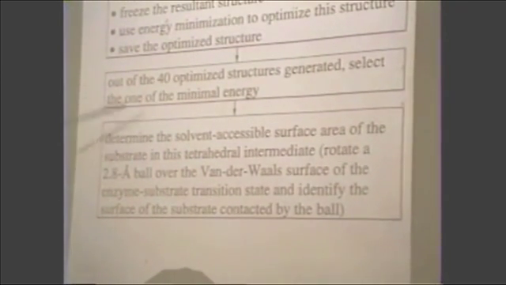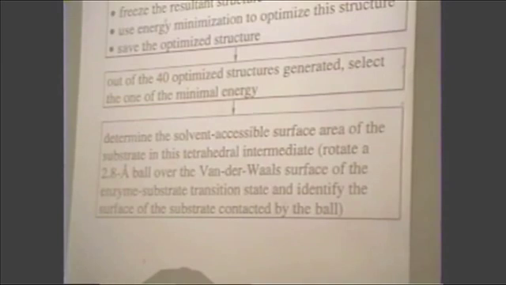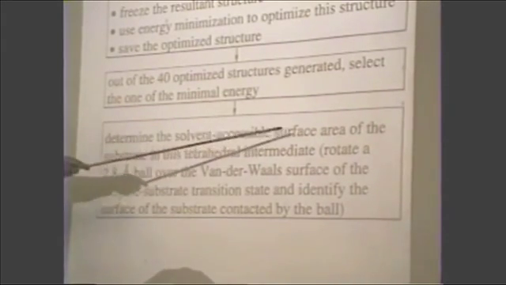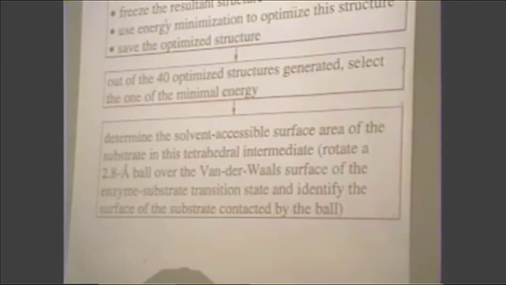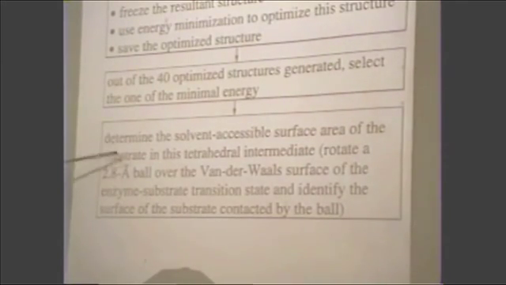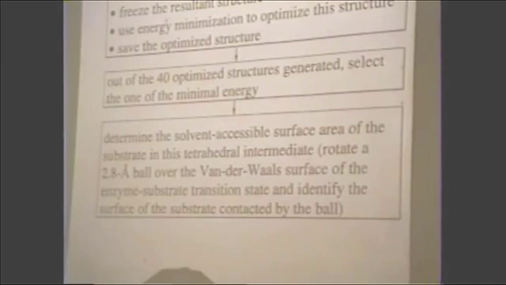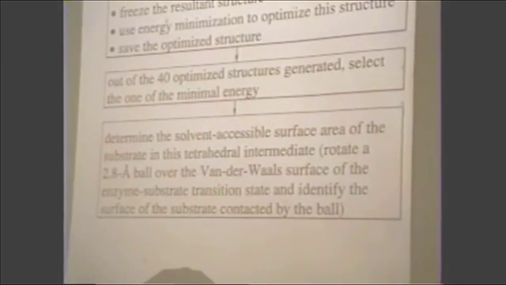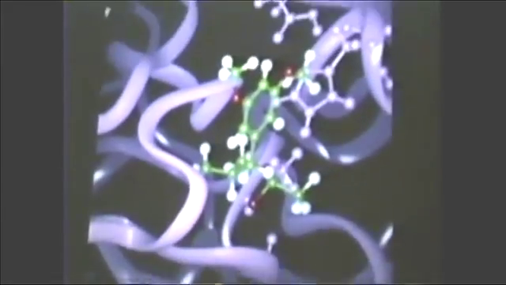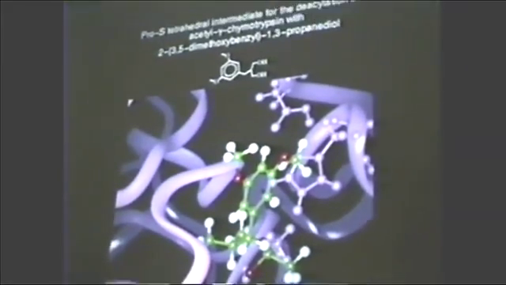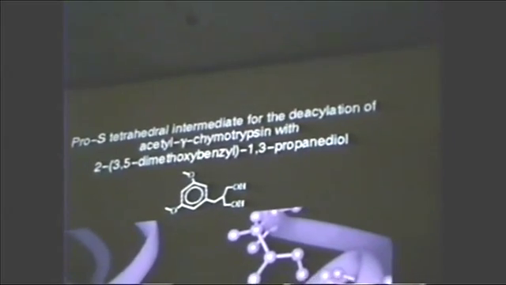Now then, once we have this structure of the minimal energy, we determine the solvent accessible surface area of the substrate in this tetrahedral intermediate. And this describes how we do it. So this is a general theory. Now I want to show you what we actually get as a result of that, okay? So this is the computer-generated structure. Let me see if I can focus it.